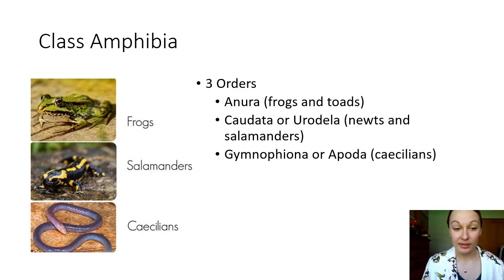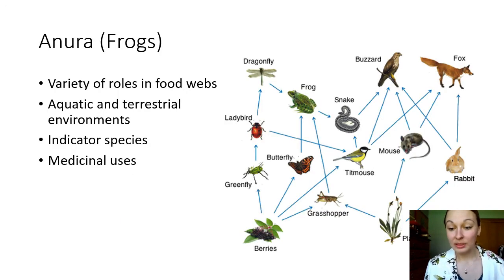So starting with class Amphibia, those are the amphibians, and that is comprised of 3 orders: Anura, which are the frogs and the toads; Caudata or Urodela, which are the newts and salamanders; and Gymnophiona or Apoda, which are the caecilians. Respective pictures are shown there. For the focus of this presentation, it's general to amphibians, but for the sake of my examples and Chytrid BD in general, I'm focusing on Anura, which are the frogs.